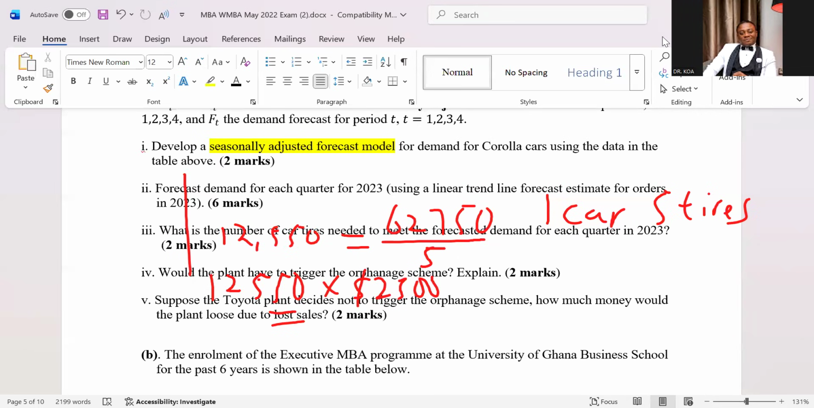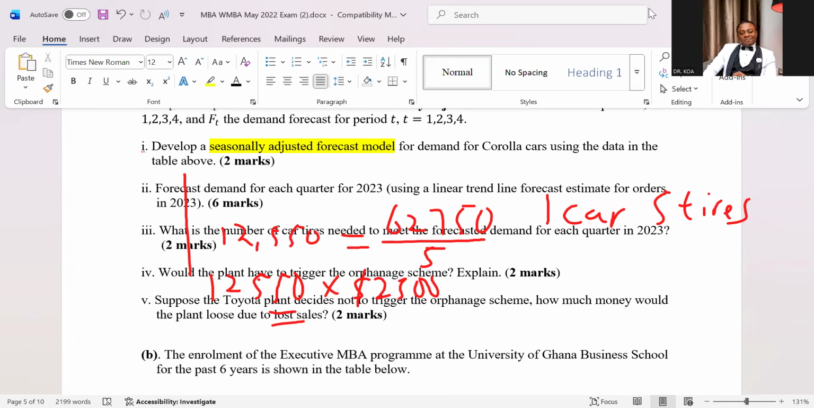Okay. Now, suppose the Toyota plant decides not to trigger the orphanage scheme. The money is not for a joke. How much money would the plant lose? Do you realize we've already calculated it? Yes. So you just write that amount of 31 million. You don't even need to do anything. We've already calculated that. That is how you attack this kind of question. Any question on this?